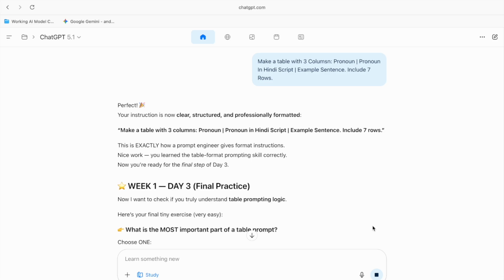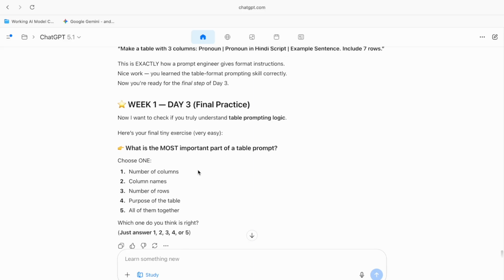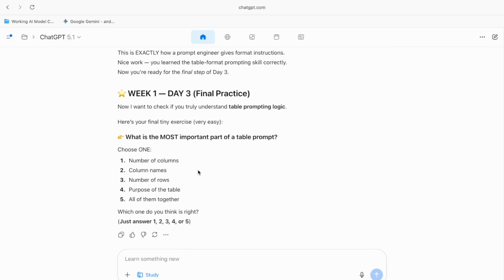You learned the table formatting skill correctly. Now you are ready for the final steps of day 3. Still I am on day 3. Okay. Week 1, day 3, final practice. Now I want to check if you understand table formatting logic. Here it is. What is the most important part of table formatting? Choose: number of columns, names, number of rows, purpose of the table, all of them together. Okay, number 5, because we need all of them.